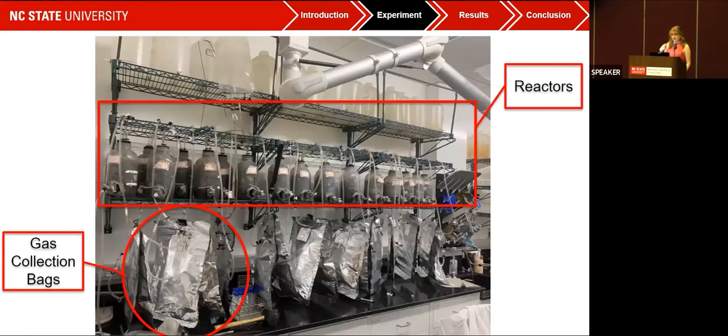This is the setup of my reactors. You can see I had 18 of them, as I mentioned, that were loaded with food waste and synthetic municipal solid waste. I also had 3 controls at the end. They were connected to gas bags at the bottom here that collected the biogas that was produced, so I could measure the concentration and composition of the gas, as well as calculate production rates. We also had leachate connection bags that collected the liquid to recirculate throughout the system every few days.